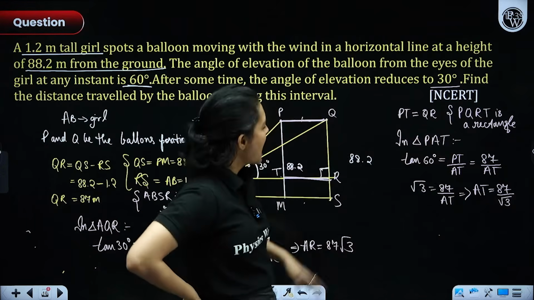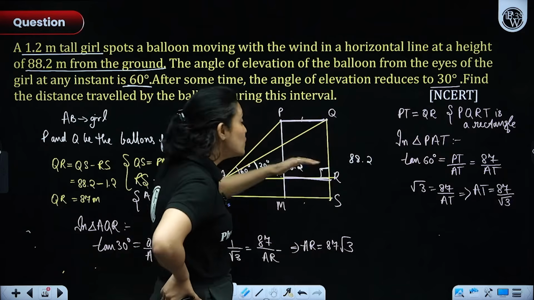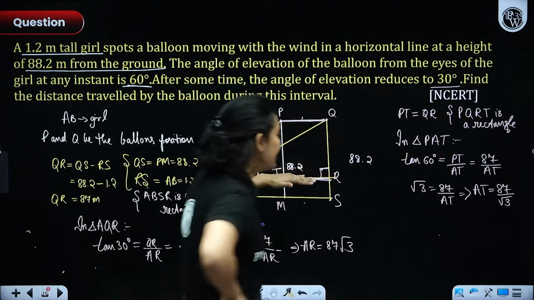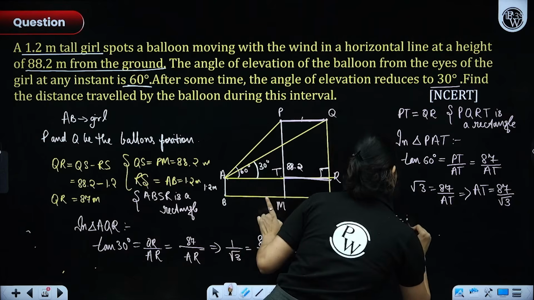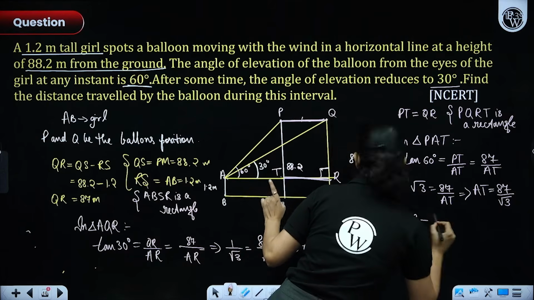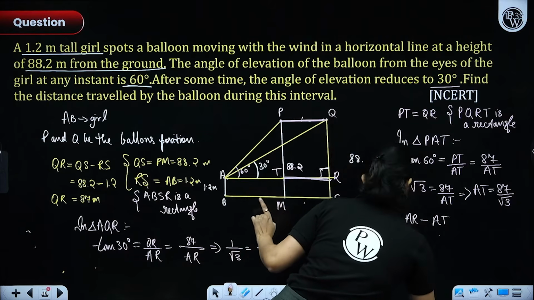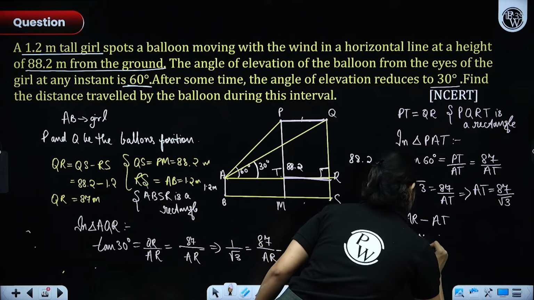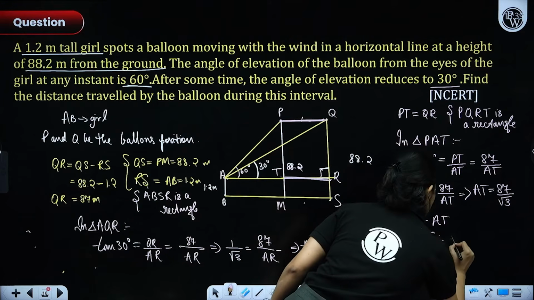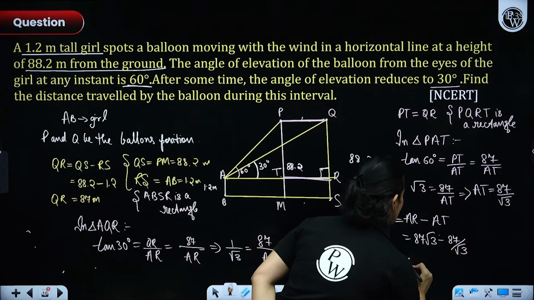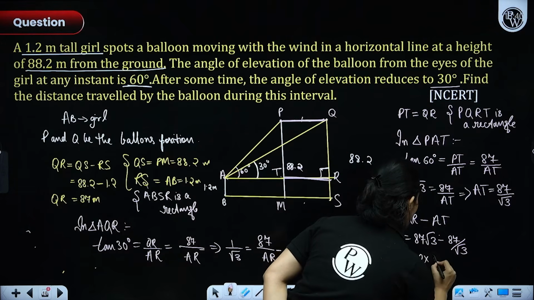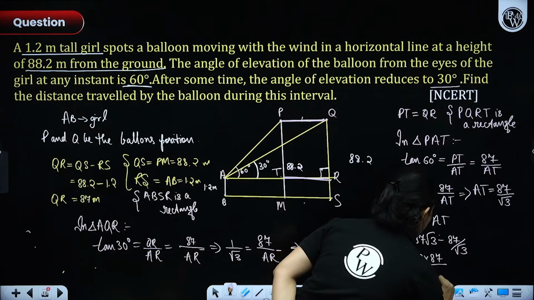Now as I've told you, we have to figure out TR, right? So RT is equal to AR minus AT. AR is equal to 87 root 3. AT is equal to 87 by root 3. So this would come out to be what? 2 into 87 over root 3.